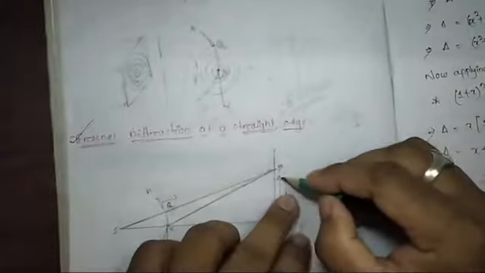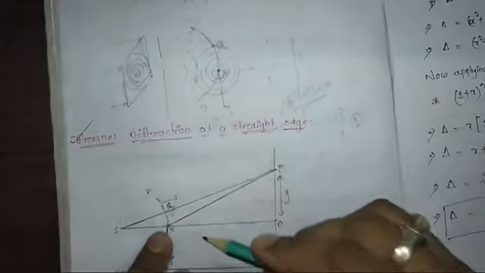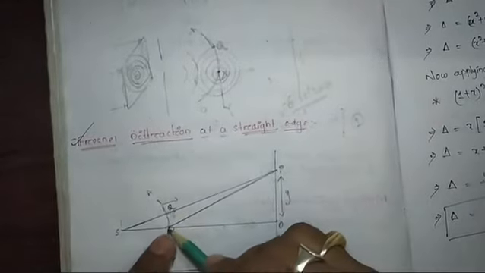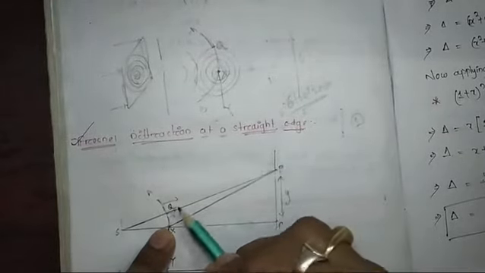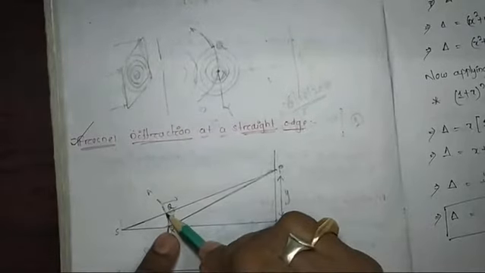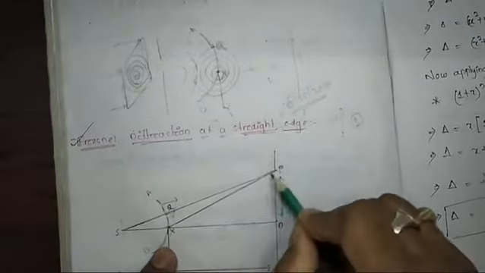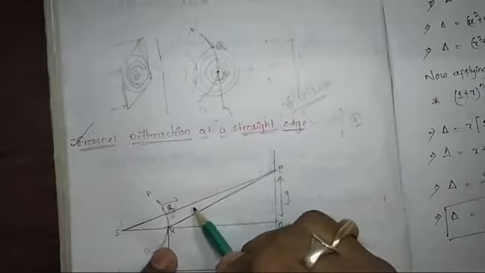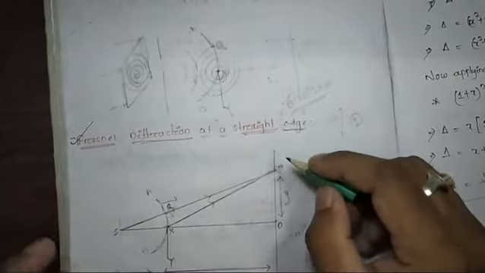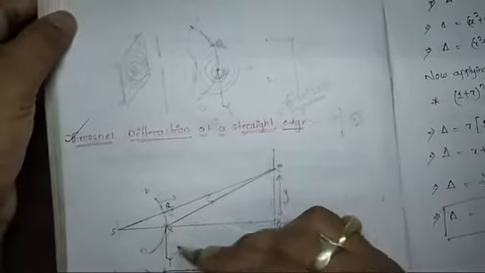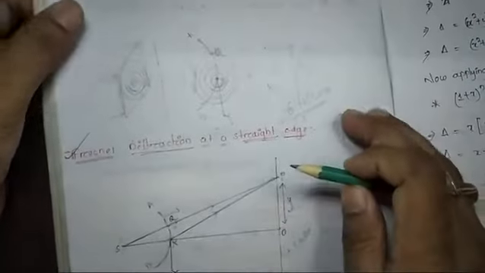Now, the path difference between the two optical rays, that is XP and QP. If we want to find the intensity at the point P, then we have to consider two rays, XP and QP, which are coming from the wavefront AX. So the path difference between these two rays will decide the intensity at the point P.